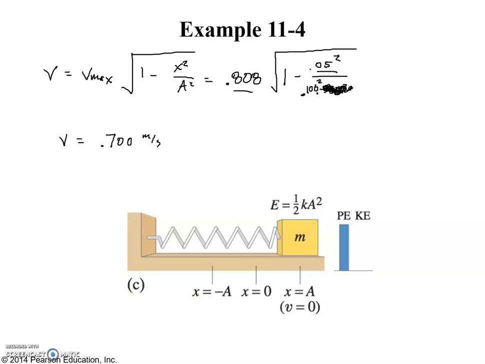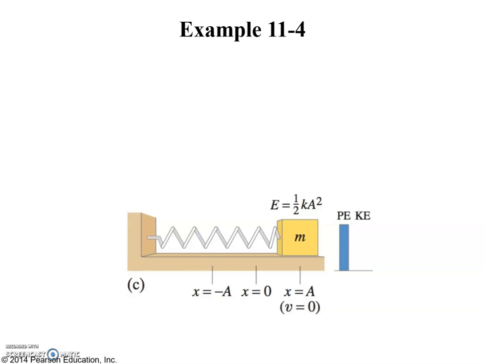All right, we're continuing with example 11.4. I didn't quite get this example problem finished in the last video, so we're going to wrap this up and then move on. So we just found the velocity at an arbitrary point in the motion of our simple harmonic oscillator. And the next part of this question wants to know the maximum acceleration. Okay, so how can we find maximum acceleration here?